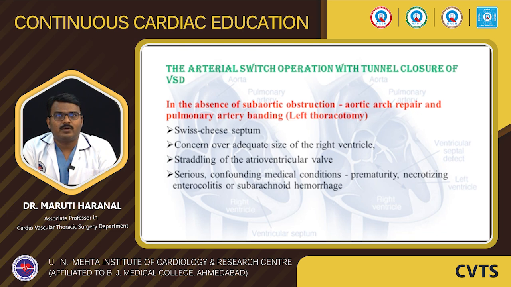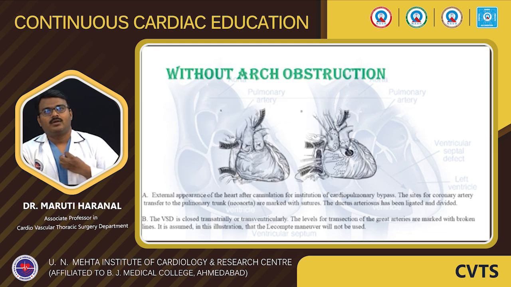So, in the absence of subaortic stenosis, in a case of Taussig-Bing anomaly, aortic arch repair and a pulmonary artery banding through a left thoracotomy can be performed in patients with switch C septum, concern over the adequate size of the right ventricle, straddling AV valves, serious confounding medical conditions such as prematurity, necrotizing enterocolitis, or subarachnoid hemorrhage.